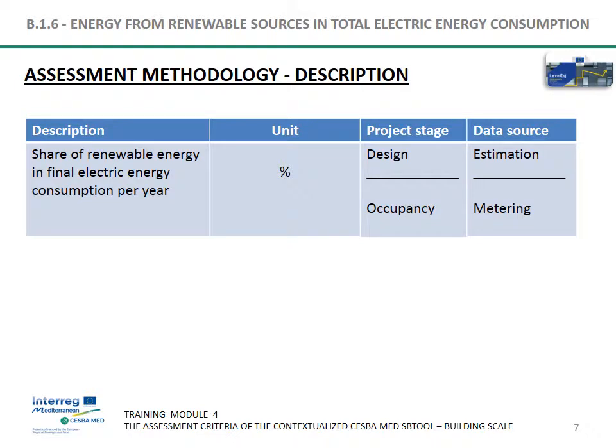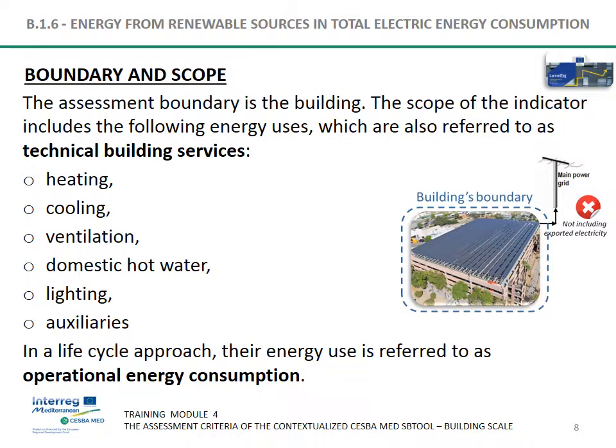So basically it is the electricity demand derived from the renewable part divided by the total electricity consumption per year. During the design stage, the indicator is computed using an estimation, while during occupancy stage, actual metering data will be used. The scope of this indicator should include electricity used for heating, cooling, ventilation, domestic and hot water, lighting, as well as auxiliary devices.